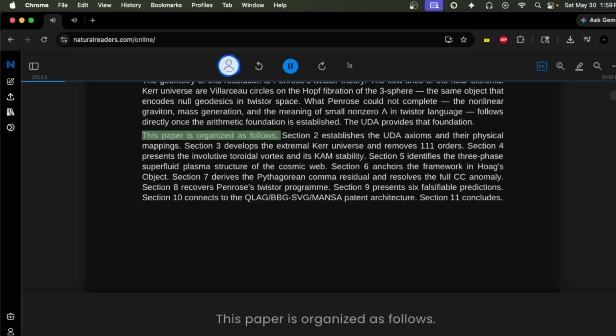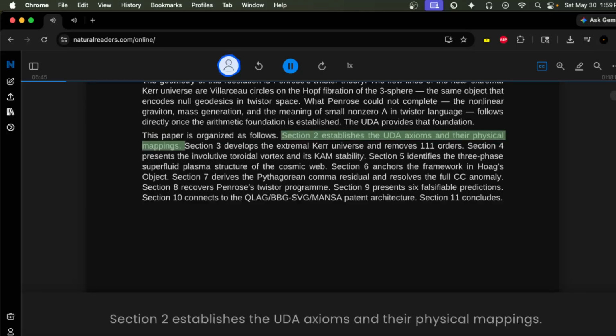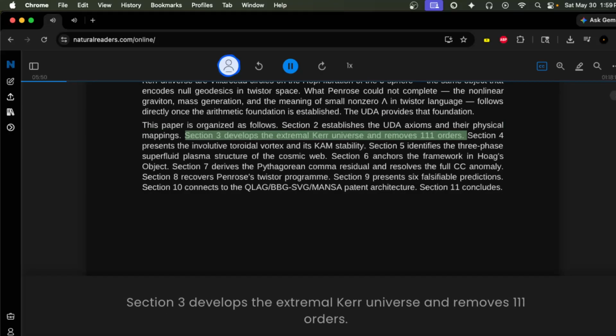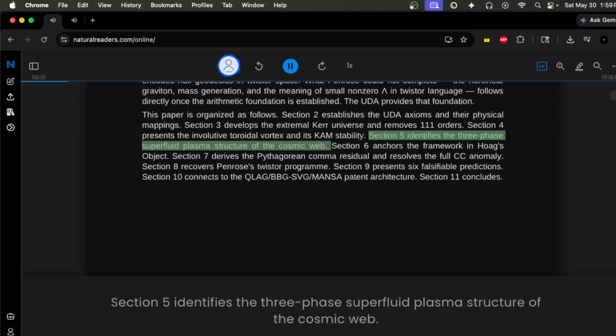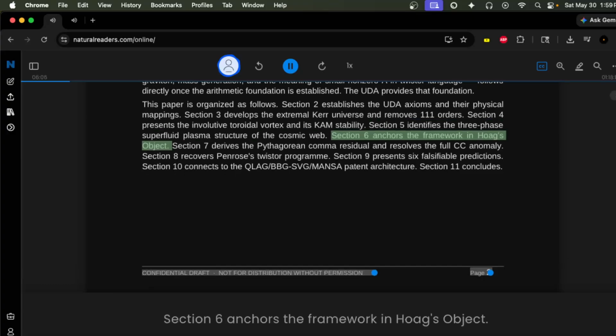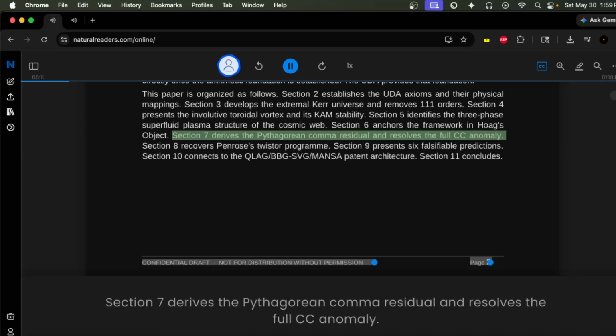This paper is organized as follows. Section 2 establishes the UDA axioms and their physical mappings. Section 3 develops the extremal Kerr universe and removes 111 orders. Section 4 presents the involutive toroidal vortex and its KAM stability. Section 5 identifies the three-phase superfluid plasma structure of the cosmic web. Section 6 anchors the framework in Hoag's object. Section 7 derives the Pythagorean comma residual and resolves the full CC anomaly.